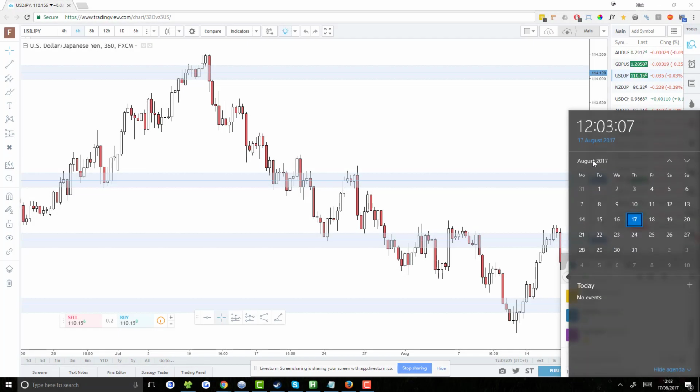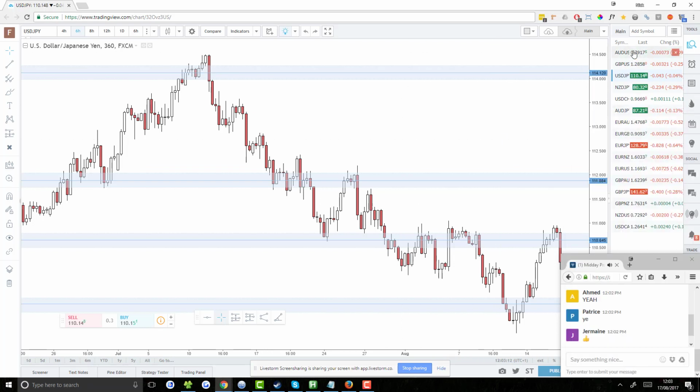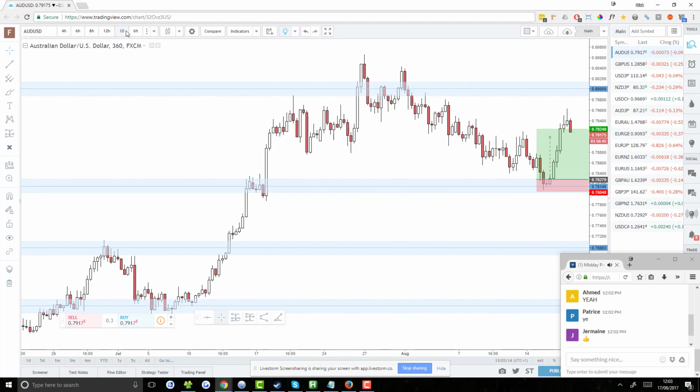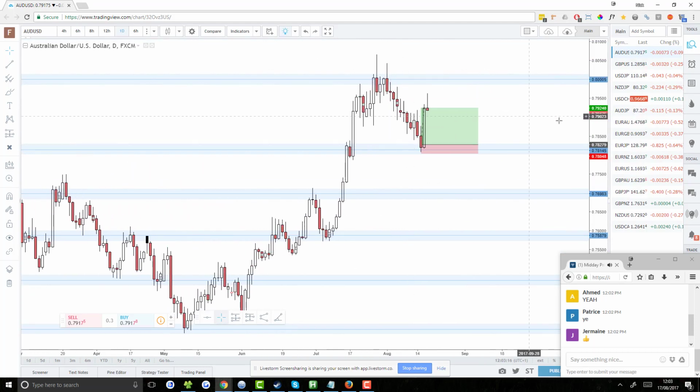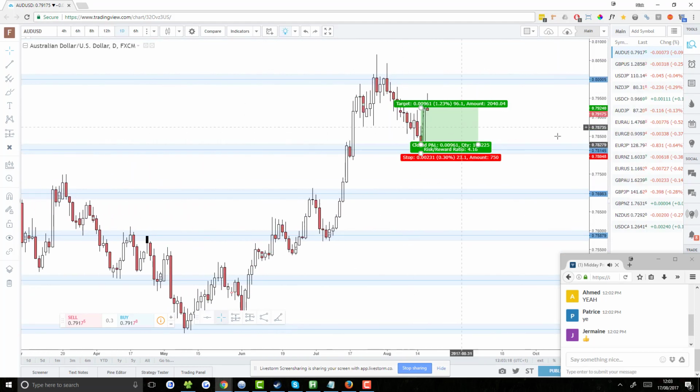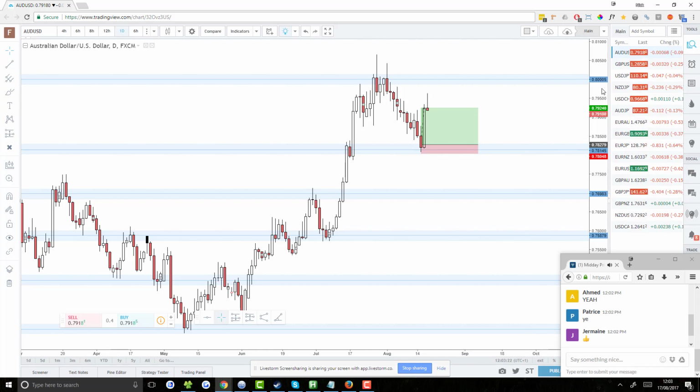Today is Thursday, the 17th of August, 2017, and the time is 12:03 here in the UK. I'm going to switch to an AUDUSD daily chart. There we go. In today's analysis, we're going to be looking for reversal setups. We're also going to be discussing the setups I shared on Tuesday. If you remember, I shared a few setups on Tuesday.